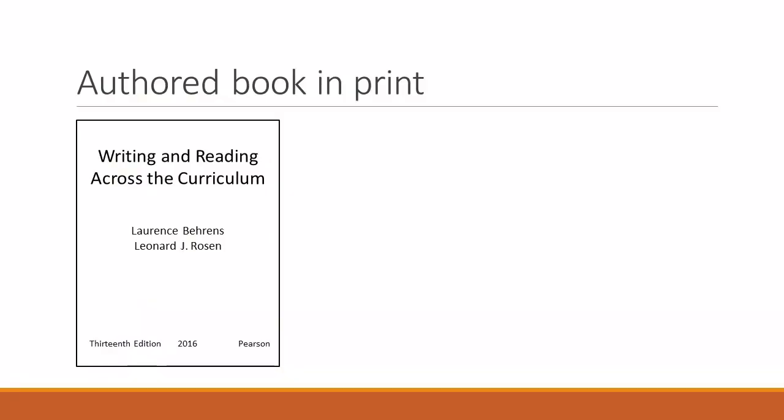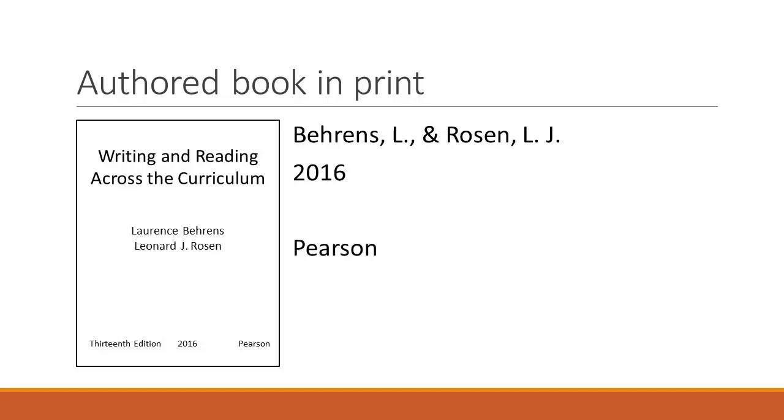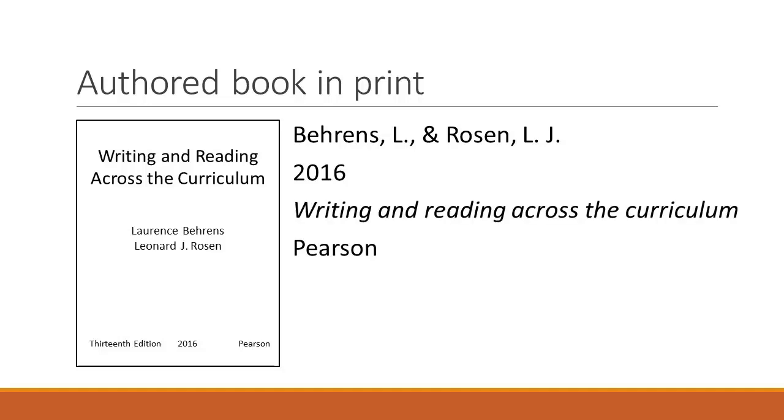Let's begin with a basic citation for an authored book in print. The citation will include 4 elements: author, date, title, and publisher information. Author names will appear last name first with initials. You can find the publication date and the publisher information on the title page or on the inside of the cover. The book title and subtitle will appear in sentence case, meaning that only the first words of the title and subtitle will be capitalized. The title will also be italicized.